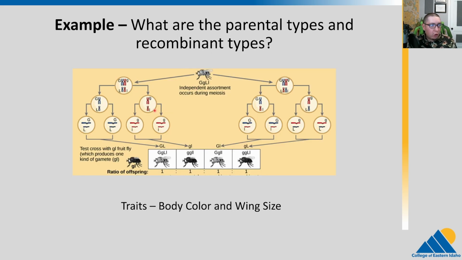All right, so let's look at an example here. I have some flies, and I need you to figure out what the parental types and the recombinant types are. So here are the two parents, and here are the offspring. My traits are body color and wing size. Go ahead and pause the video, look at them, and tell me what the parental combinations and what the recombinant combinations are.